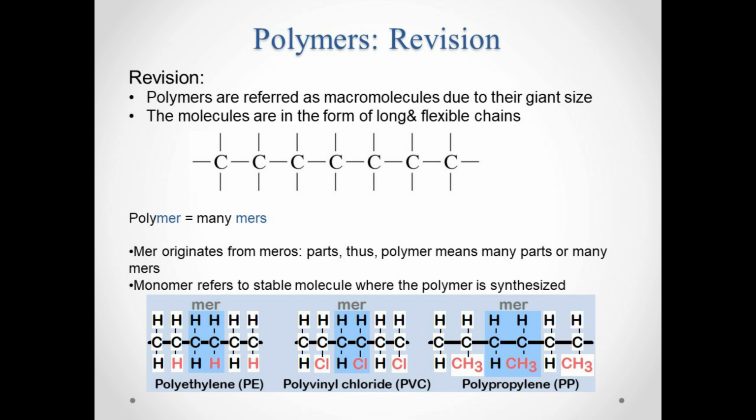This monomer, before it becomes a polymer, refers to the stable molecule from which the polymer is synthesized. You have a few types of polymer shown here: polyethylene, polyvinyl chloride and also polypropylene. The mer for polyethylene is C2H4. For polyvinyl chloride, instead of having all four hydrogens, you have one chlorine. And for polypropylene, you have one CH3 there.